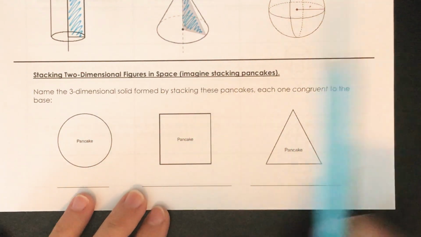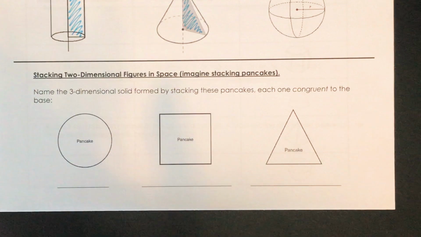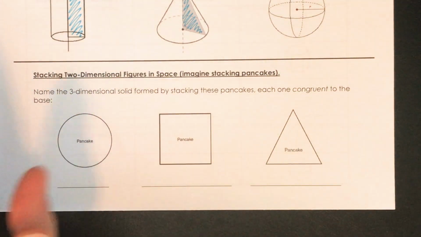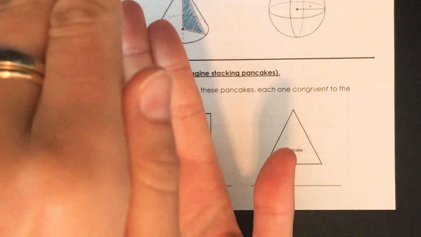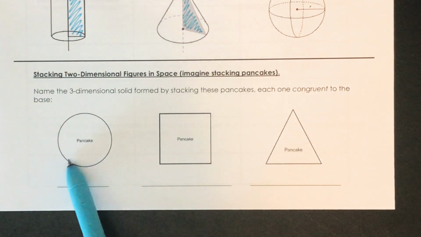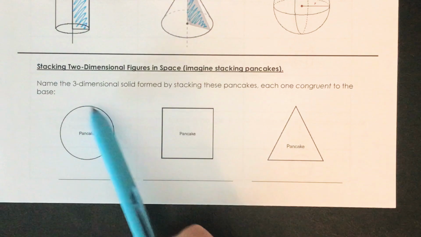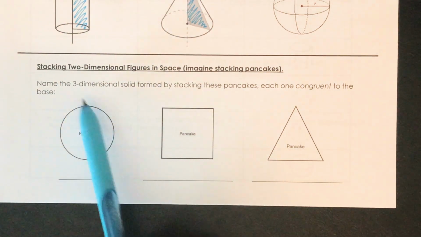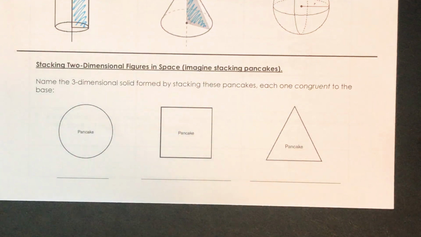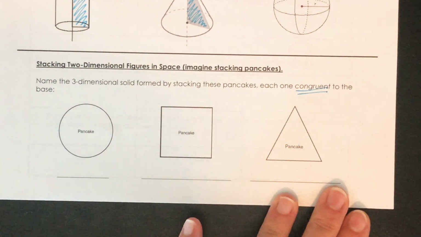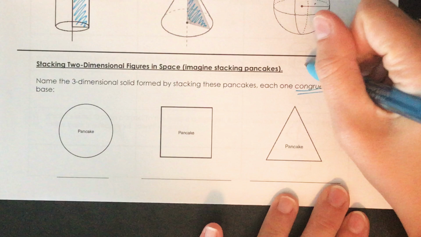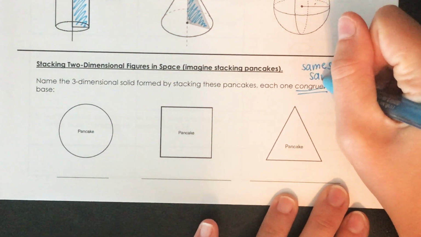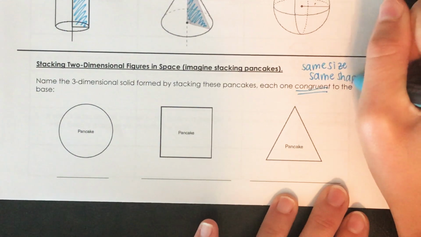Imagine stacking some pancakes, right? We're making pancakes, we're feeling good, making ourselves a nice breakfast. If I stack enough pancakes, I can make a 2D, a flat picture, turn into a 3D one. So if I have a round pancake, and I stack pancakes that are congruent to the base. Congruent means same size and same shape, right? So everything's exactly the same.